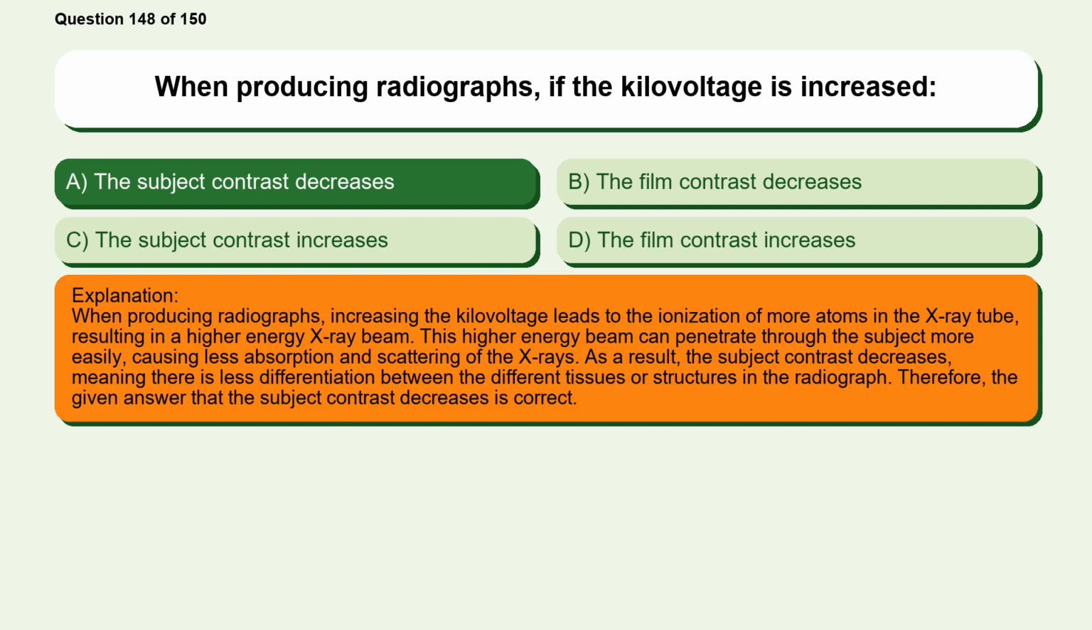When producing radiographs, increasing the kilovoltage leads to the ionization of more atoms in the X-ray tube, resulting in a higher energy X-ray beam. This higher energy beam can penetrate through the subject more easily, causing less absorption and scattering of the X-rays. As a result, the subject contrast decreases, meaning there is less differentiation between the different tissues or structures in the radiograph. Therefore, the given answer that the subject contrast decreases is correct.